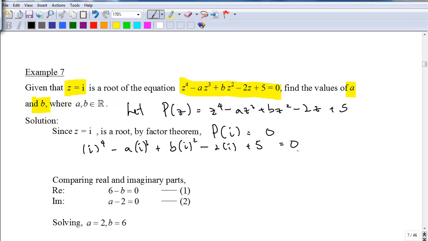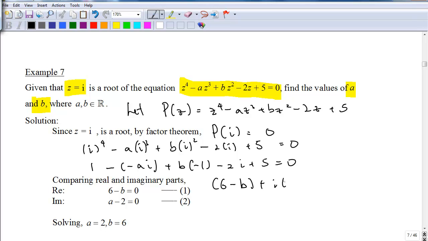This means i to the 4 minus ai cubed plus bi squared minus 2i plus 5 must be 0. And i to the 4 is 1, i cubed is minus i, and i squared is minus 1. I have this equation, and I can simplify this to get 6 minus b for the real numbers grouped together. Then let's group the imaginary parts together: I have a minus 2 equals 0.